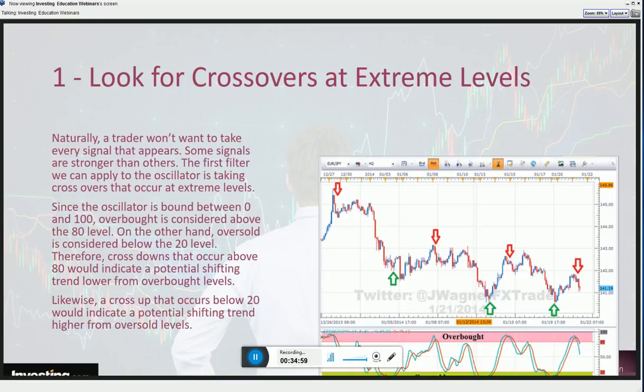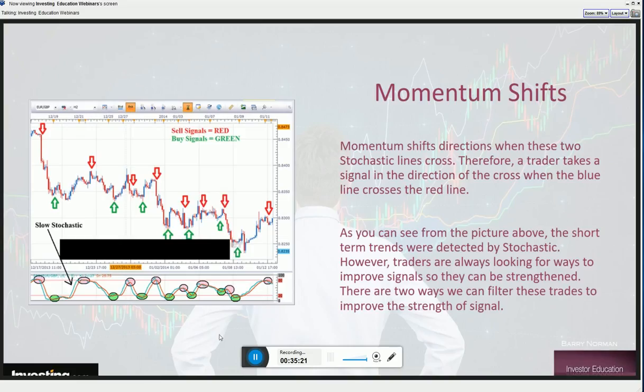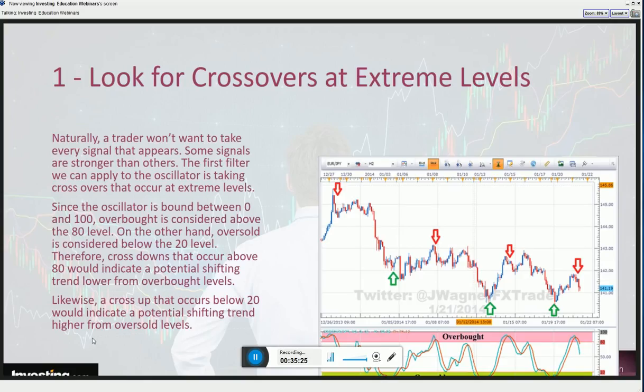The first filter we can apply to the stochastic is taking the crossovers that occur at extreme levels. Since the oscillator is bound between the 0 and 100, overbought is considered above the 80 level. On the other hand, oversold is considered below the 20. So as you can see, by simply taking those ranges, we filtered most of those signals off of this chart and come down to just a little handful of signals that were very accurate and very precise.